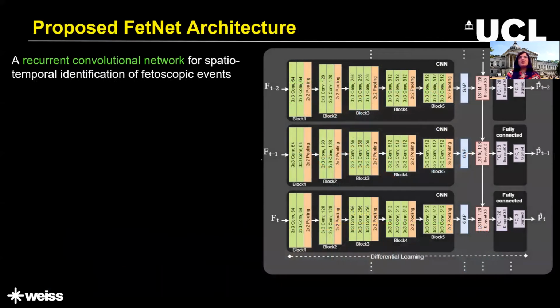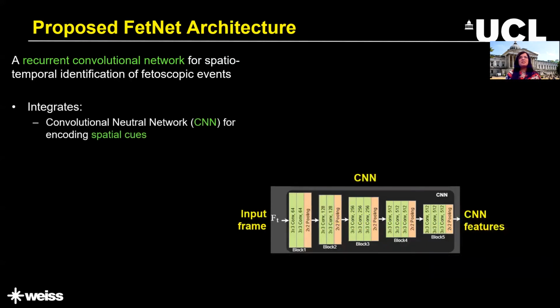We propose a recurrent convolutional network for spatiotemporal identification of fetoscopic events. The overall block diagram of our proposed network is shown in this figure, which consists of 2 modules. For each input frame, a convolutional neural network is used for encoding the spatial cues, using a VGG16 network as backbone for obtaining the CNN features.